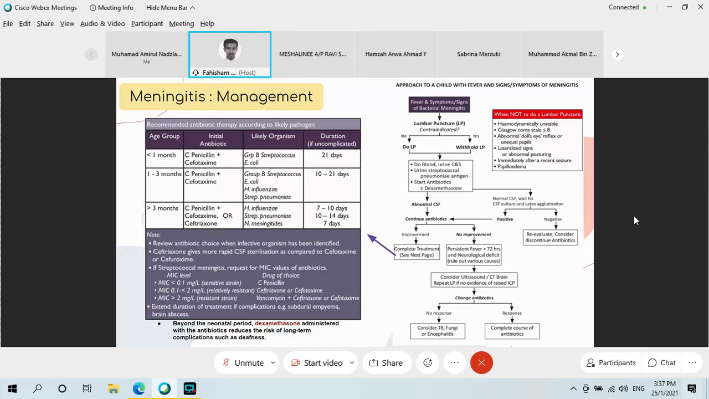Ceftriaxone cannot be used for children or babies less than 3 months. So that's why you use cefotaxime. Okay, I think I'm talking too much. Okay, next.